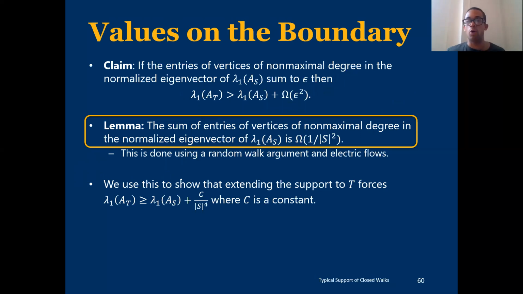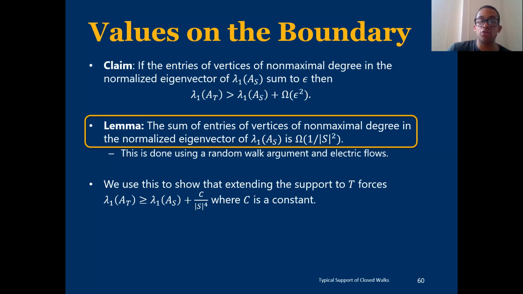Okay, so what we're actually able to show is that the sum of entries of non-maximal degree in the normalized eigenvector of lambda 1 of A of S is omega 1 over the size of S squared. And the way that we do this is a random walk argument that involves electric flows. I'm more than happy to answer questions about that if you have any.